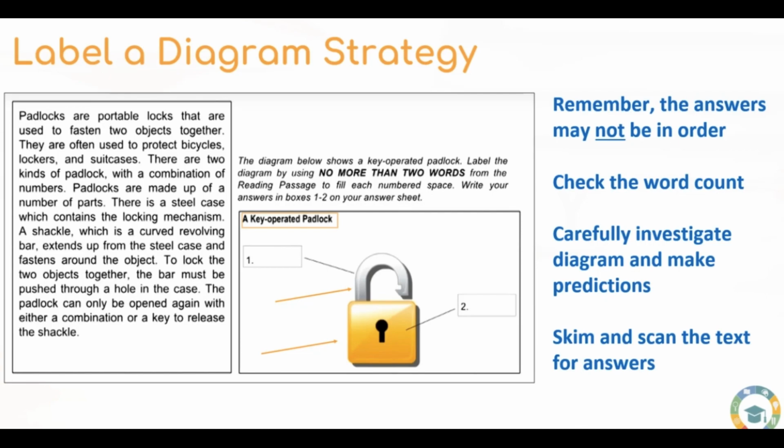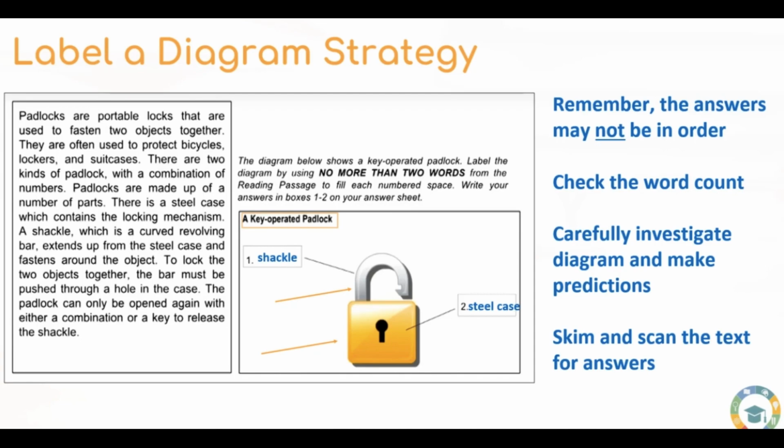Please pause the video again if you need some more time. And here are the answers to questions 1 and question 2. Number 1 is a shackle and number 2 is steel case. They're actually answered in the passage in the same sentence. Have a look to the passage now where the answers are located. A shackle, which is a curved revolving bar, extends up from the steel case.